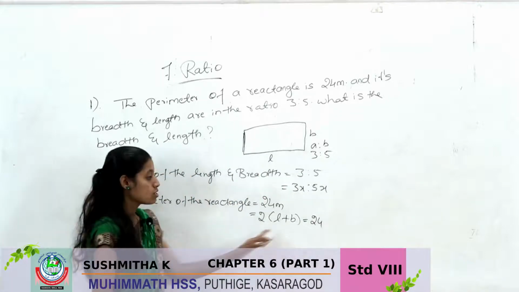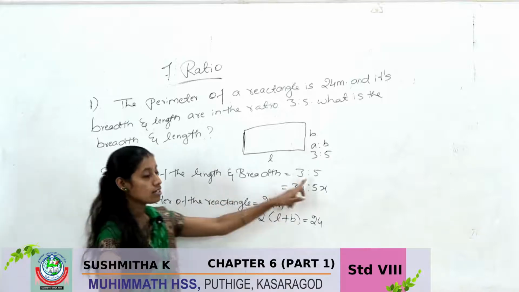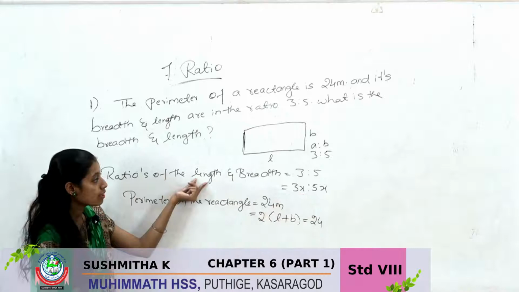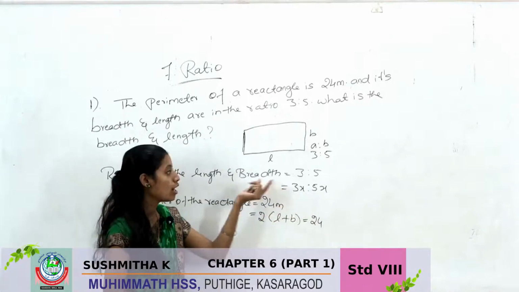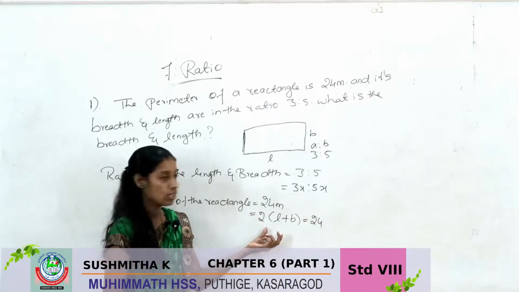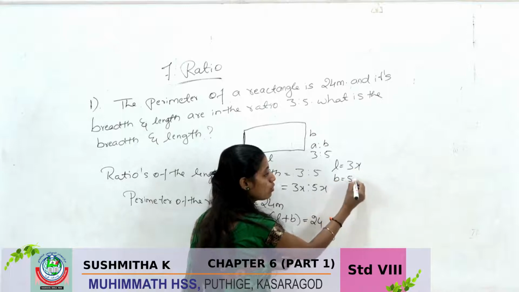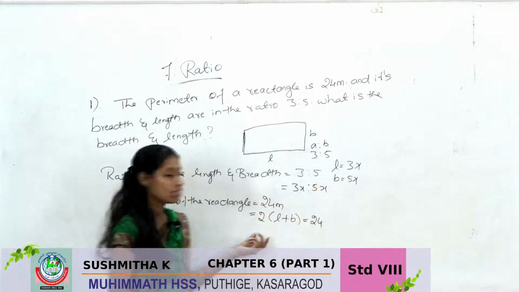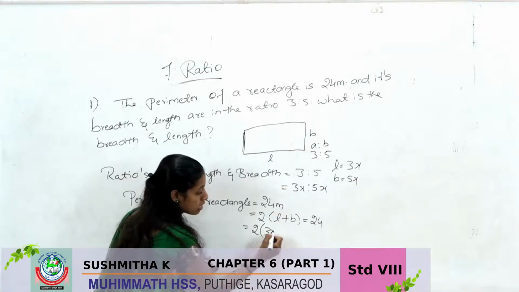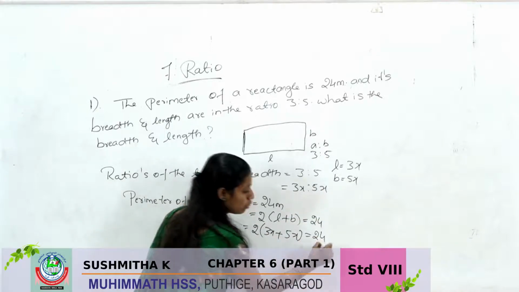It is given. So here the ratio of the length and breadth is given as 3x and 5x. So we can take length as 3x and breadth as 5x. So substitute here L is equal to 3x and B is equal to 5x. Substitute this in the equation as 2 into (3x plus 5x) is equal to 24.